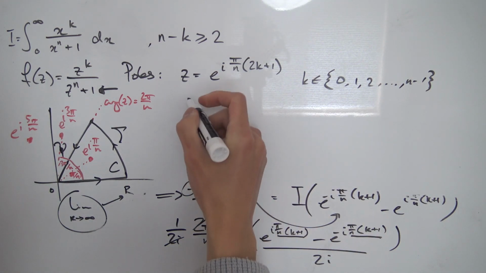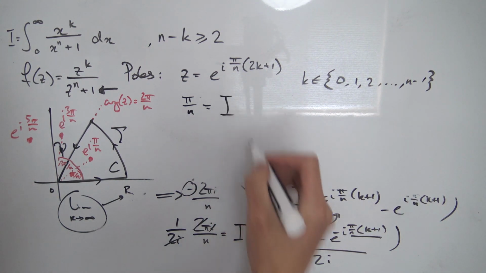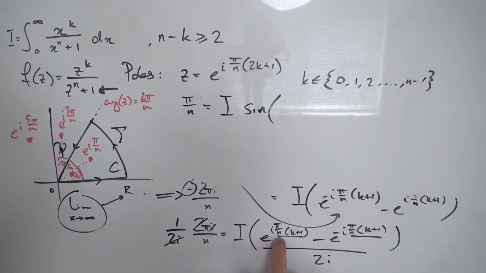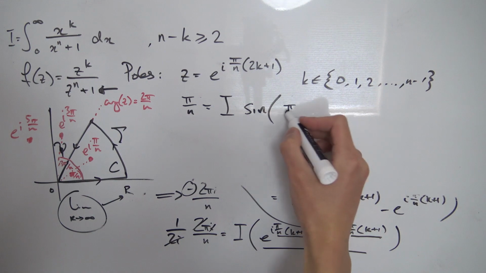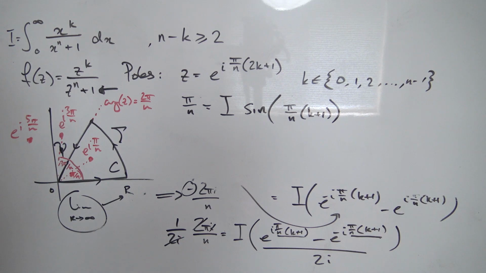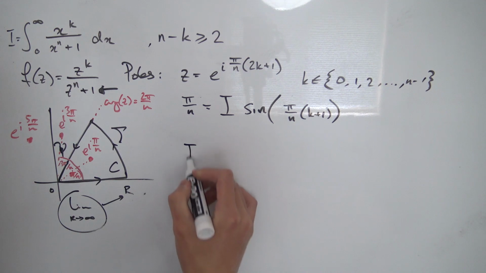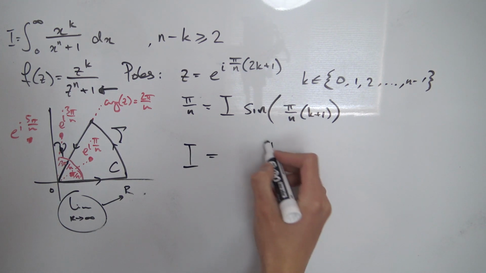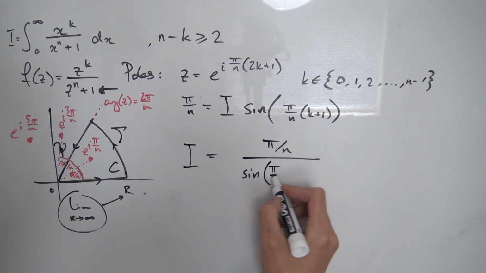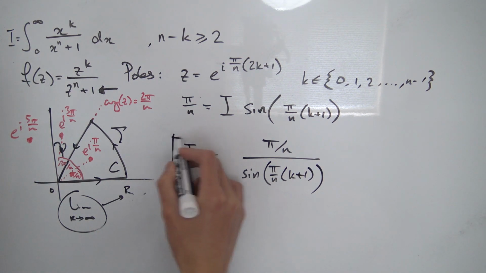So overall, we have now pi over n is equal to I times this thing right here, that becomes the sine of this argument right here, pi over n times k plus 1. And that's basically this right hand side done. And now it's just a matter of isolating our I, because that's what we want to solve for. So I is now equal to pi over n over the sine of pi over n times k plus 1. And that is the final result for today's integral.